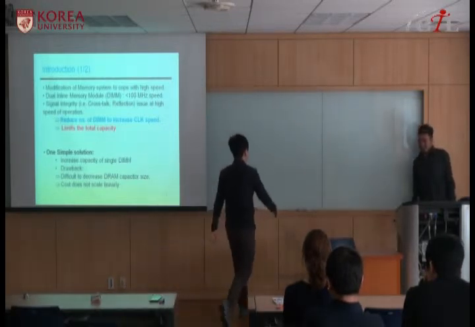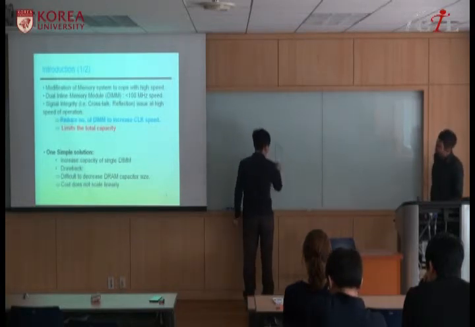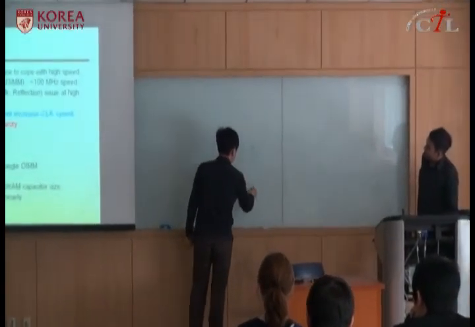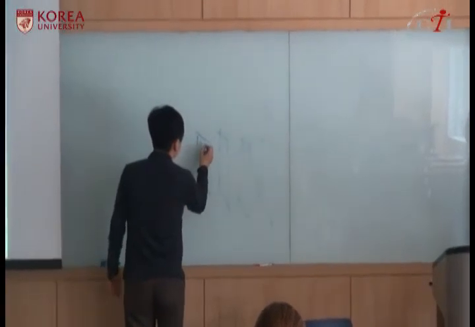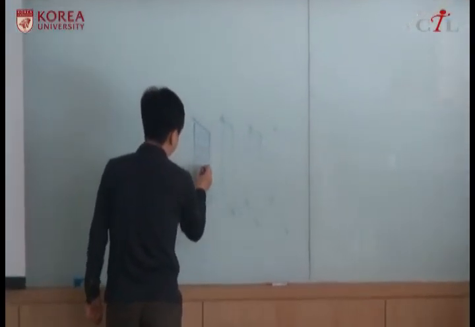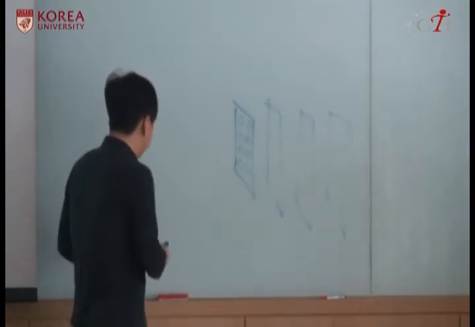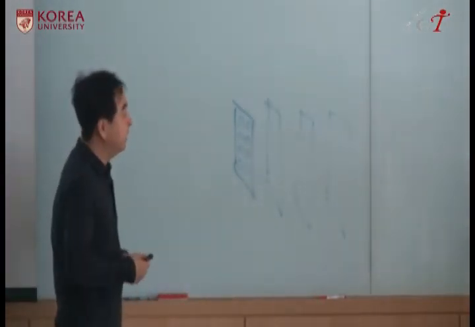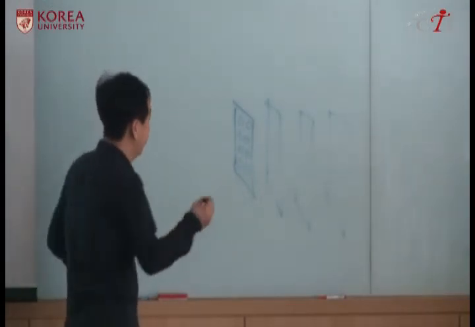Okay, so the actual organization of the DIMM is like this. We have 8 chips here and 8 chips on the back. The problem of this transmission line is in the address bus line, not in the data bus line.